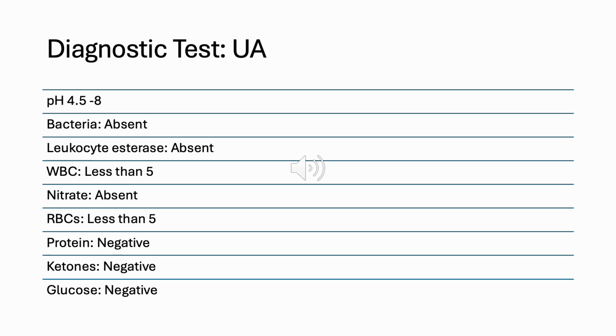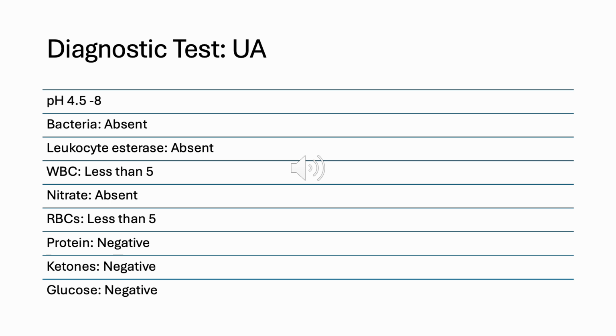You should not have leukocyte esterase in your urine. Leukocyte esterase is secreted from white blood cells, and it lets us know that your patient does have a urinary tract infection if it is present. WBCs should be less than 5. Nitrates should be absent. Nitrates are secreted from E. coli, so that definitely means you probably have an infection, right?